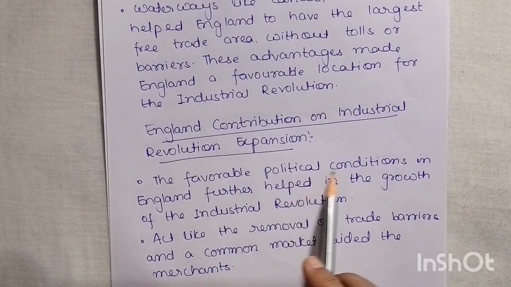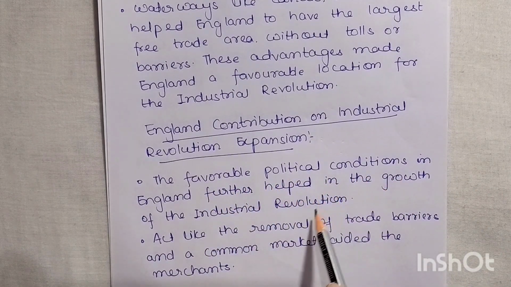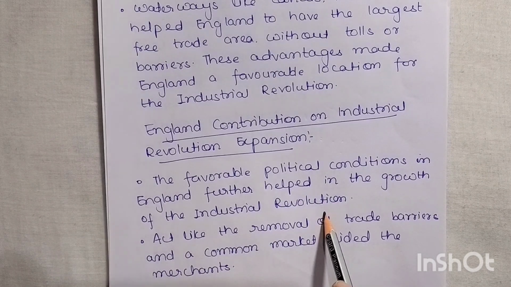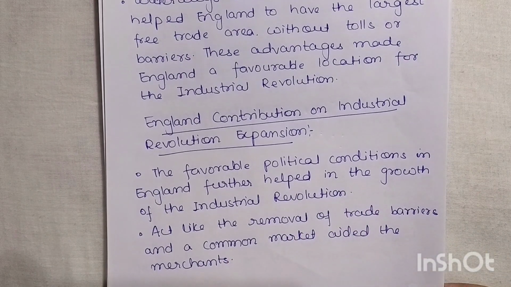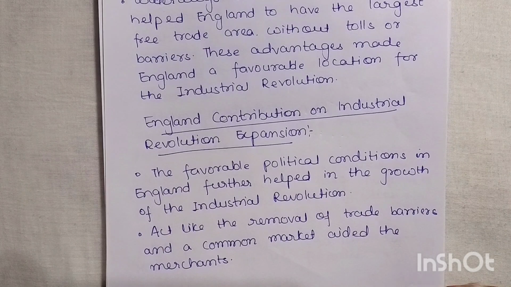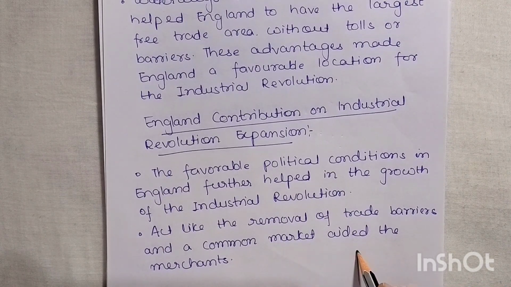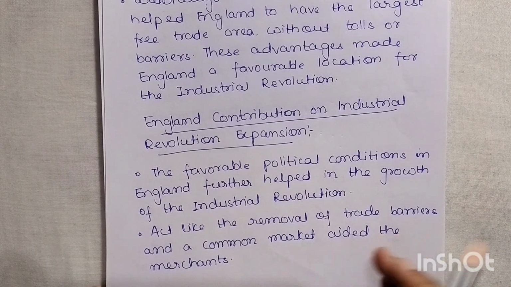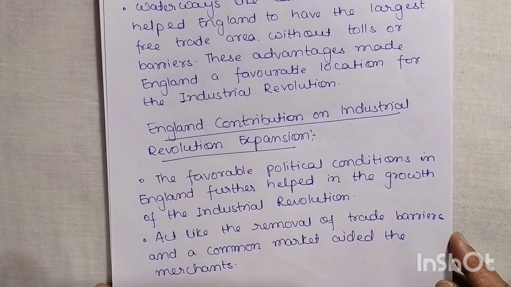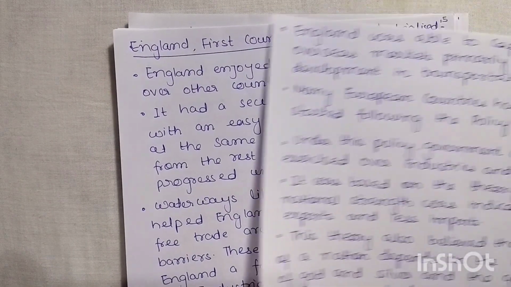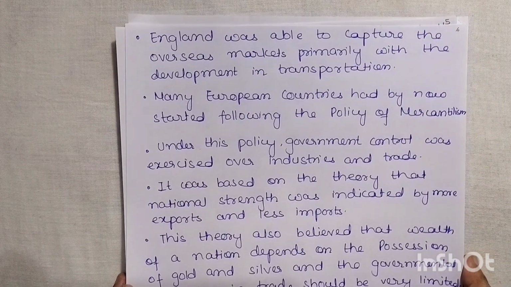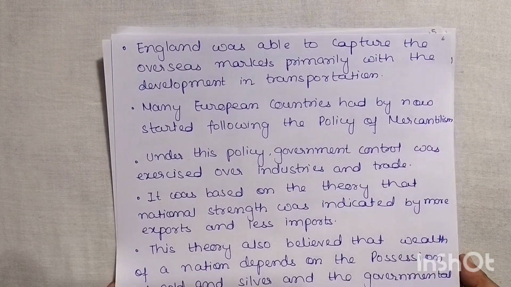The favorable political condition in England further helped in the growth of the industrial revolution. The government was also helping and was in favor of growing the industries. Acts like the removal of trade barriers and a common market aided the merchants. A common market was established by the merchants, and the act was also passed by the British government. England was able to capture the overseas market primarily with the development in transportation.